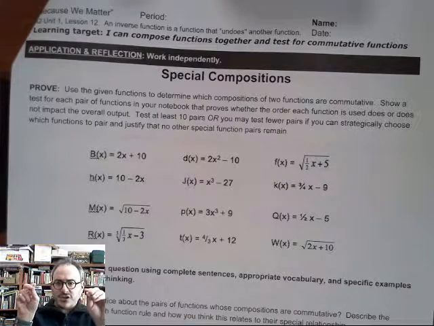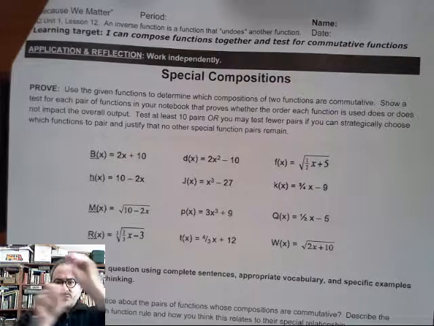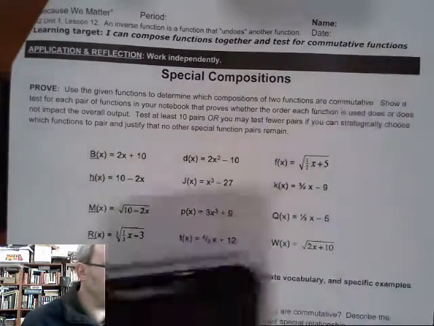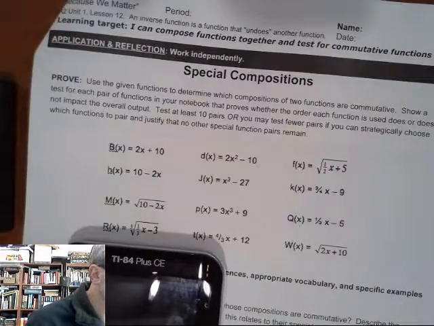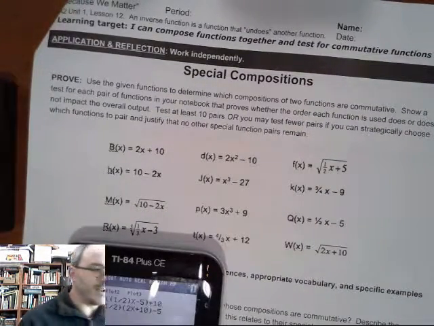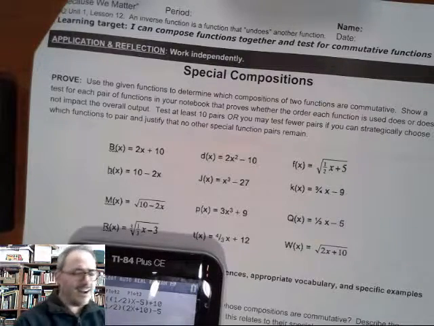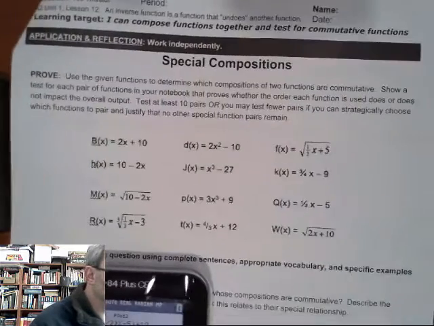So this function into this function gives me one answer. If I flip them around and I put the same number in, I'll get the same answer out. So let me show you how to work on that. Your calculator can do a lot of this work for you, but it requires you to do a lot of fancy thinking to make this work.